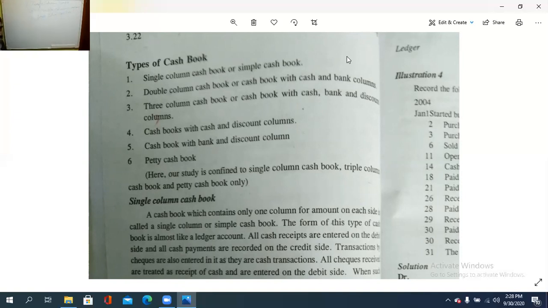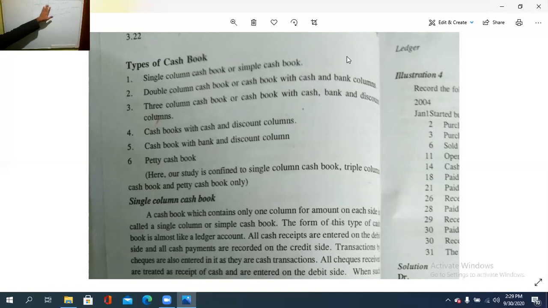Four is the cash book with cash and discount columns. Fifth is the cash book with bank and discount columns. And six is the petty cash book. In this case, you need to study the single column cash book, triple column cash book, and petty cash book only. The double column, we will just check it. So in that way, there are 6 classifications of the cash book.